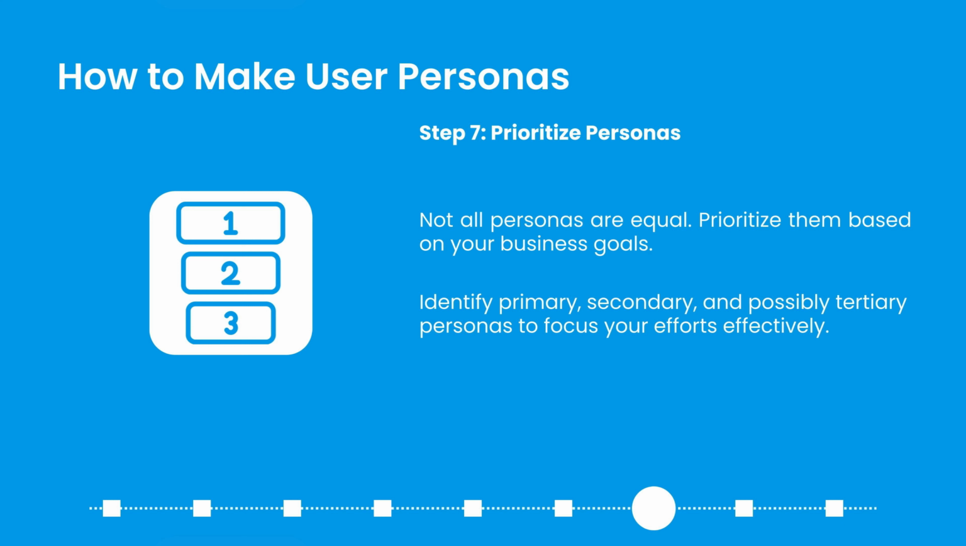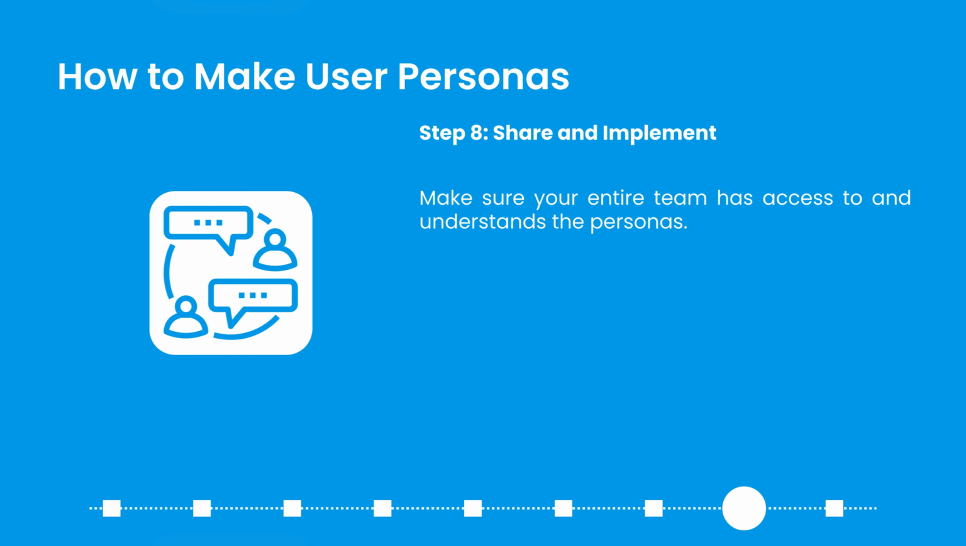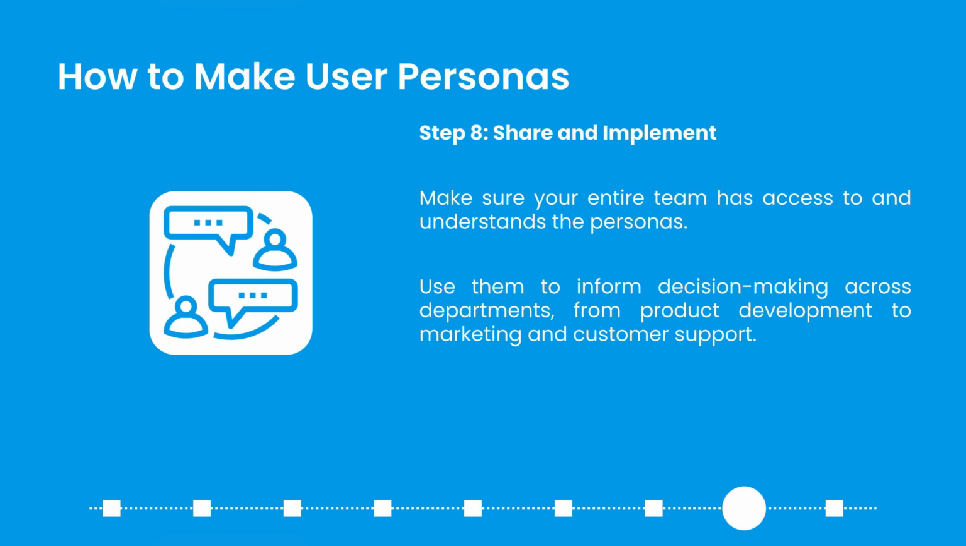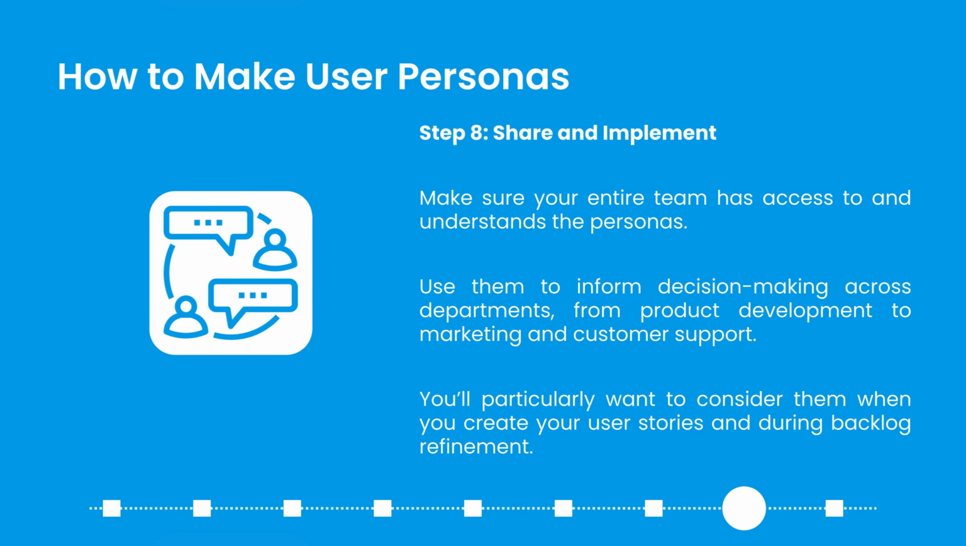Okay, that's a whole bunch of steps. Now you might want to do all of those steps, or you might just want to choose the ones that are relevant for you. But the next thing you absolutely have to do is share and implement them. Make sure they're visible and transparent and understandable to everybody in the Scrum team and all your stakeholders and anybody else that needs them. You'll particularly want to consider them when you create your user stories. And of course, backlog refinement when it comes to prioritizing the product backlog items.